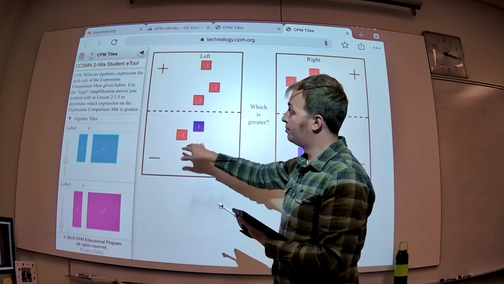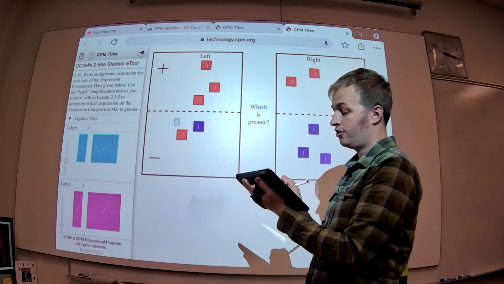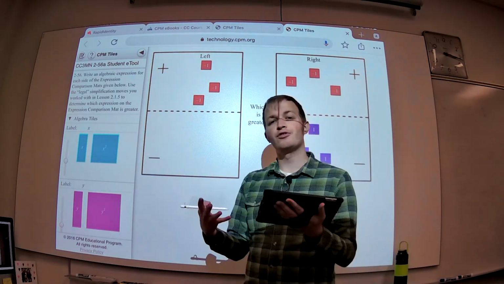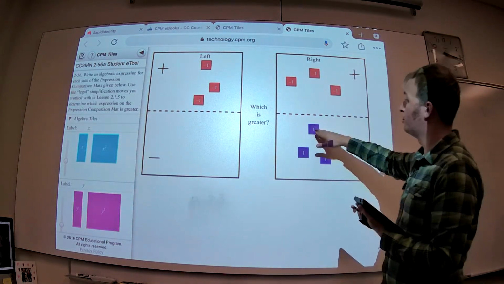And the same rule applies to the negative side. So again, I've got a negative and a positive. So they're opposites. On the negative side, I can remove them. So that's your first legal simplification move. Your next legal simplification move we talked about was flipping.